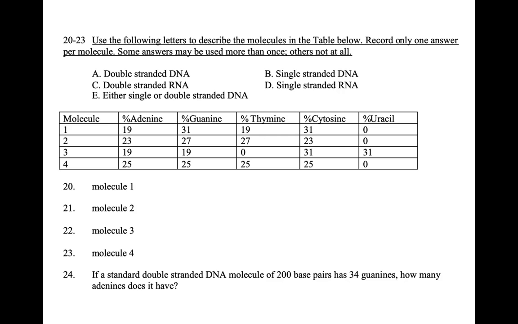Okay, and then number 23. It's molecule 4. It can be either single or double-stranded DNA, right? Because you can't tell, or I don't know. I guess you're right, that's my rationale. No, you are right. It is E. Just because you can't tell whether it's just a coincidence or not. Okay.